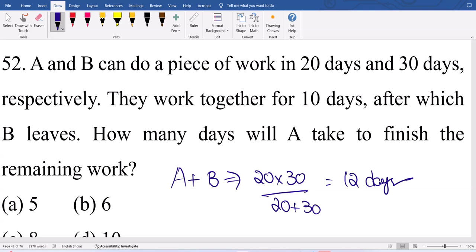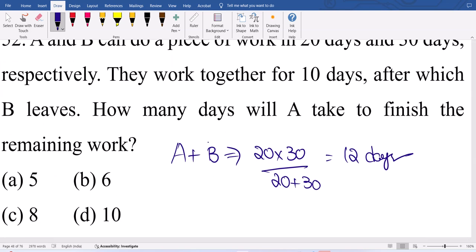Together 12 days, but they worked for 10 days. So together they can do the remaining work in 2 days. Now the question is directly how much time A alone needs. They completed 10 days' work. Now 2 days' work, two people can do it in 2 days. We can map that using the efficiency and timing relationship as well. A alone can complete the work in 20 days.